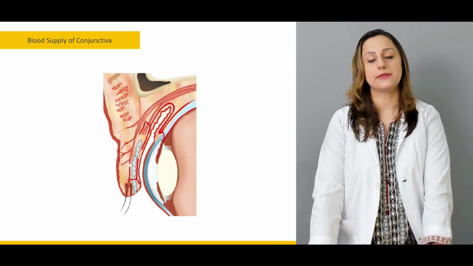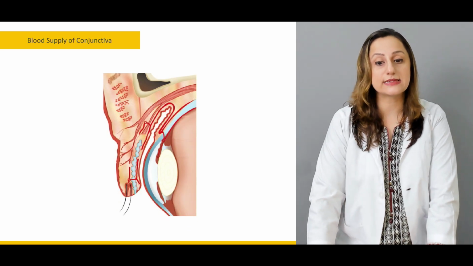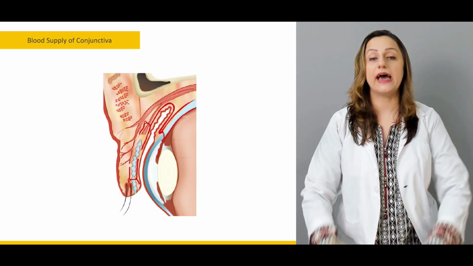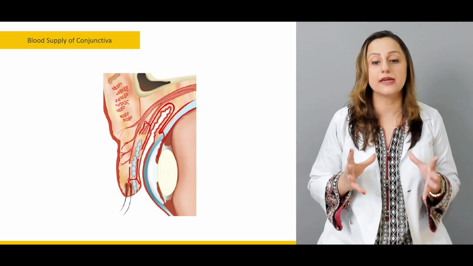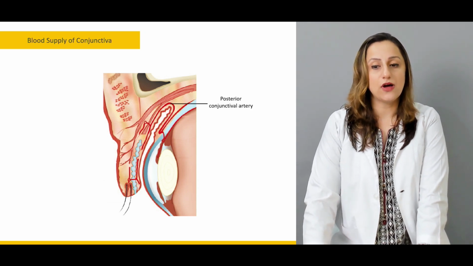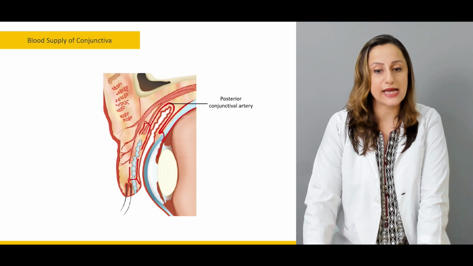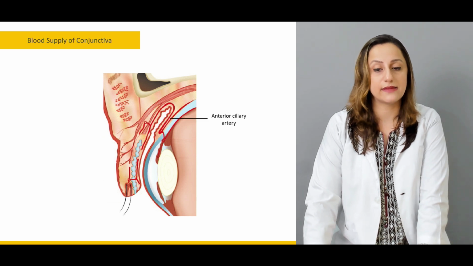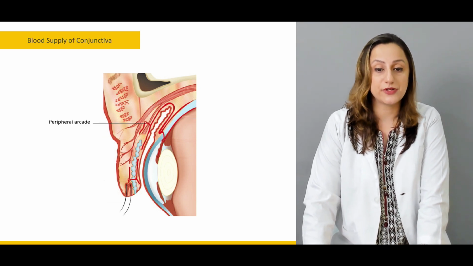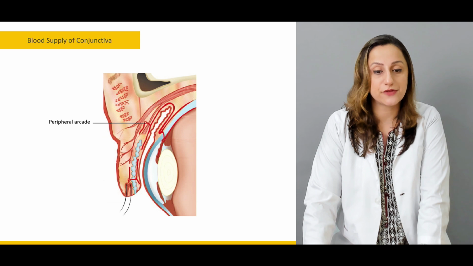Moving on to the blood supply of the conjunctiva. It's again very important. We have the ciliary arteries. We have the arterial arcade that is present over here. Focusing on this, we have a posterior conjunctival artery that is entering, and then we have the anterior ciliary artery over here, which is a branching artery from the previous artery. It's a continuation of the previous artery.